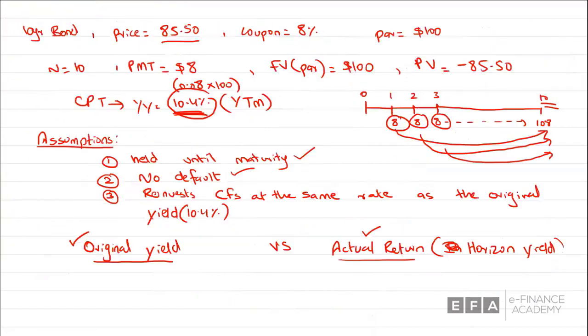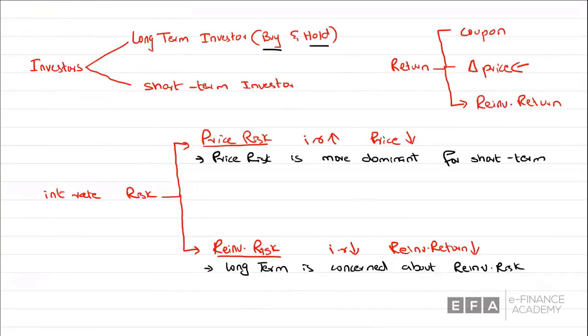So all we have done is we've just proved a point that we already wrote here, that long-term investor would be concerned about reinvestment risk. Mainly the long-term investor would be concerned about interest rate going down, because that would cause the reinvestment return to be lower and hence actual return to be lower.